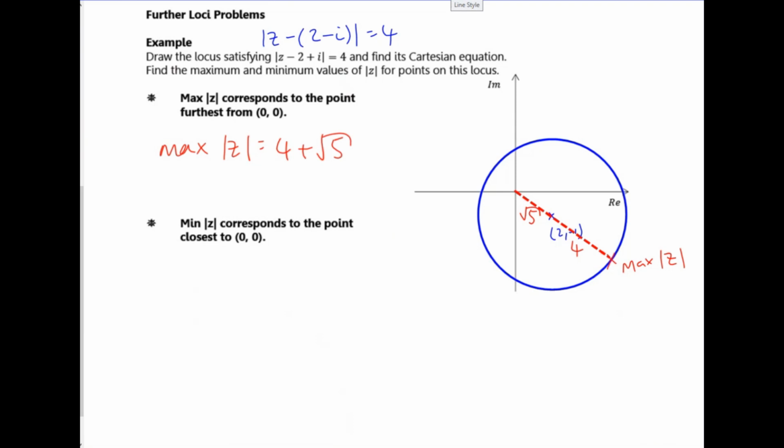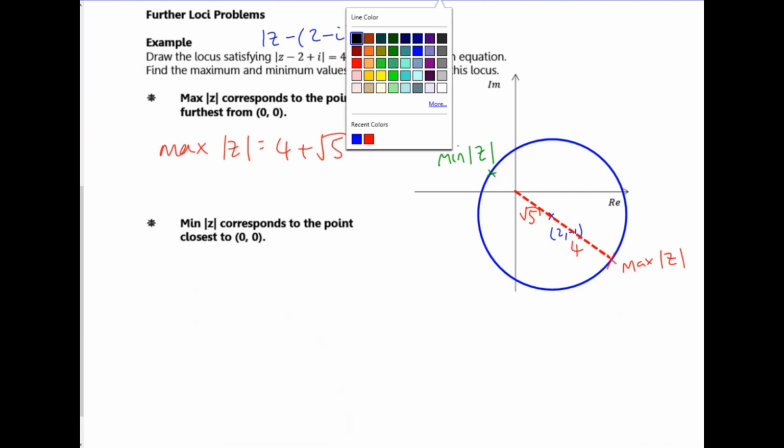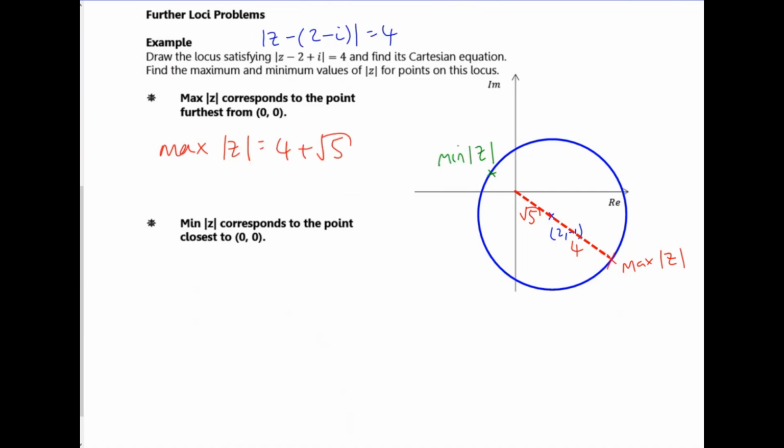Similarly, hopefully intuitively, the one that is closest to the origin is this point over here. And again, if you think about the line from the minimum value of z to the origin, this will be along the same line as the maximum value of z, so it lies along the line through the center. So to work out the minimum value of z, this green bit here, well, we know the distance from the minimum value of z to the center is 4. If we take off that root 5, then we'll be left with that green bit. Minimum value of modulus of z is 4 minus root 5.